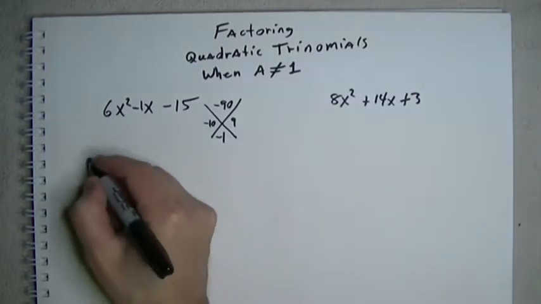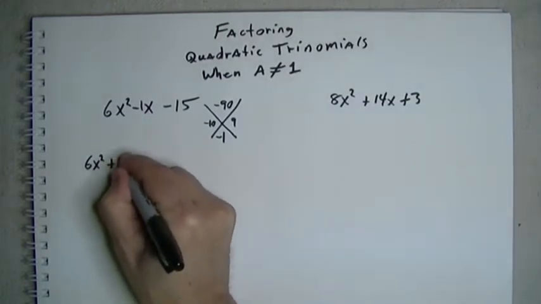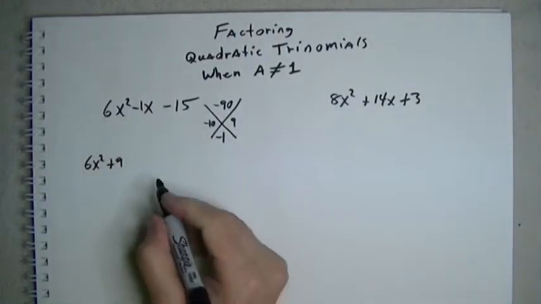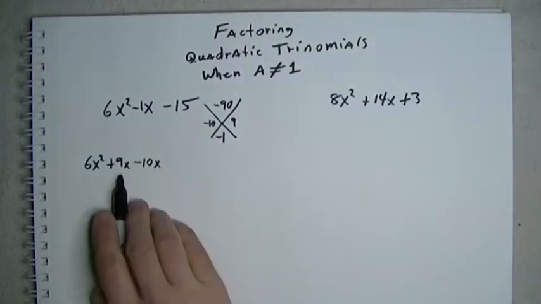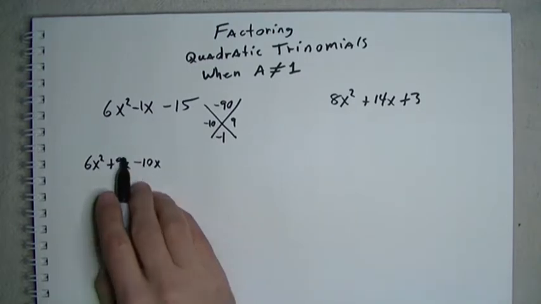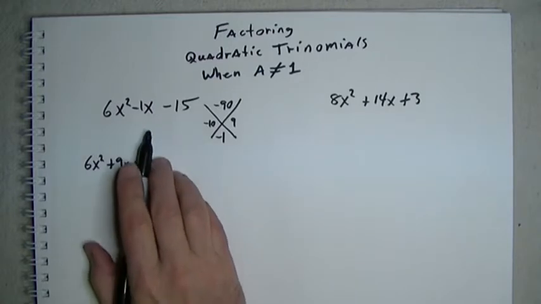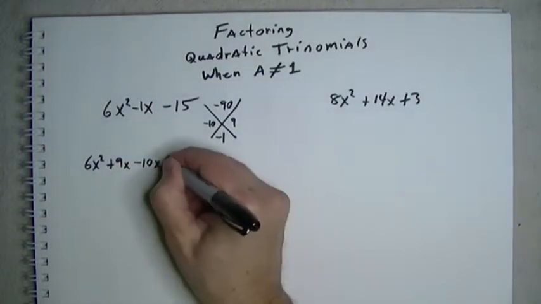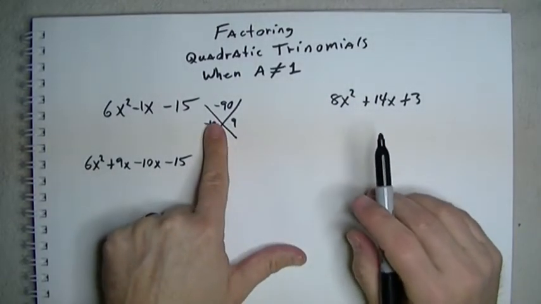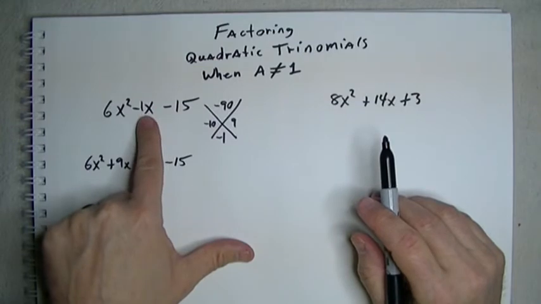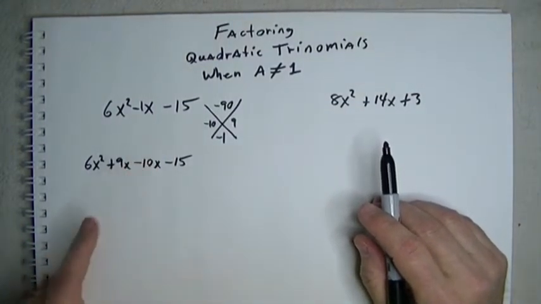And so what we're going to have is 6x squared plus 9x minus 10x. Notice how this plus 9x and minus 10x, if we put those back together, we just have negative 1x. So it was just a different way of writing the same polynomial. And then I got my minus 15. So all I've done was use my magic numbers to break up negative 1 into two different numbers that add back to that negative 1.